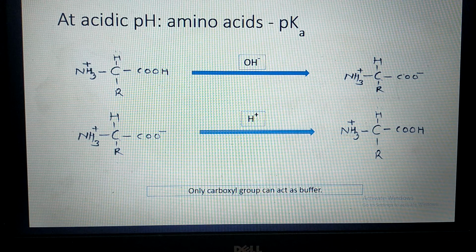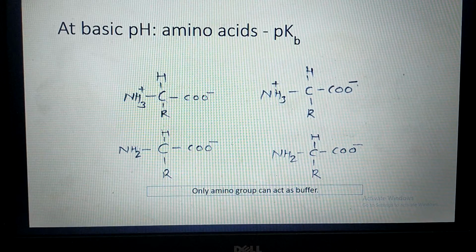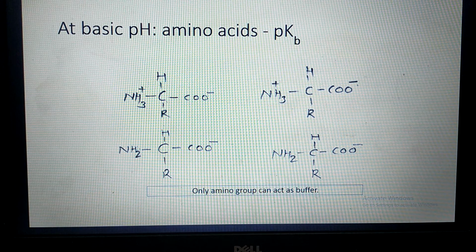Now see, at pKa, when OH minus or alkali is added, then that base OH is neutralized by the unionized carboxyl group by donating the H plus ion. Similarly, when H plus ions are added, then the ionized carboxyl group accepts that H plus ion and neutralizes it. Therefore, at pKa, the carboxyl group can act as a buffer. At basic pH, the opposite happens. All carboxyl groups are ionized.